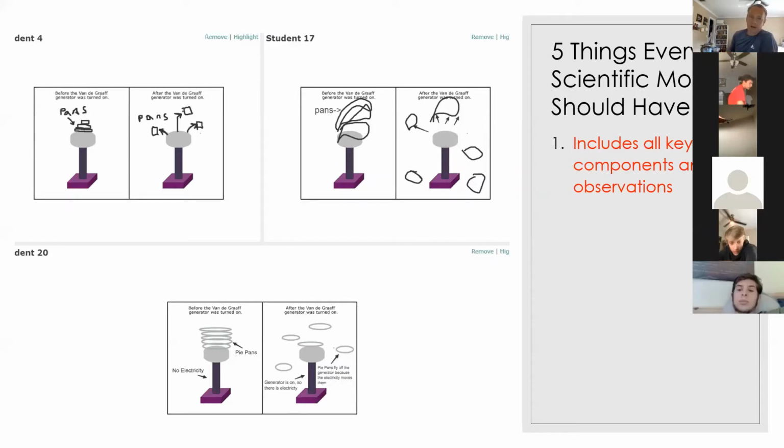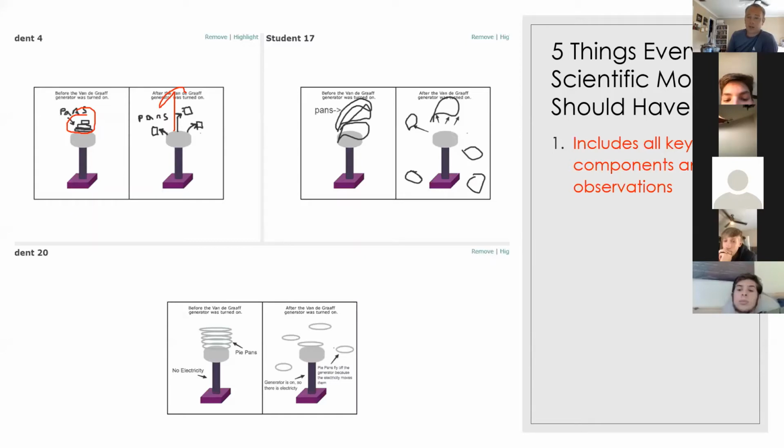Whenever you are drawing a model, especially when you're trying to figure out what's going on, it should always include all key components and observations. In this experiment, if you'll remember, the pans started right here, and then they went away. That was the idea of what happened. You're trying to figure out the reason why. So when you draw your model, this was before it was turned on, this was after it was turned on. So the first thing your model should include is all key components and observations.